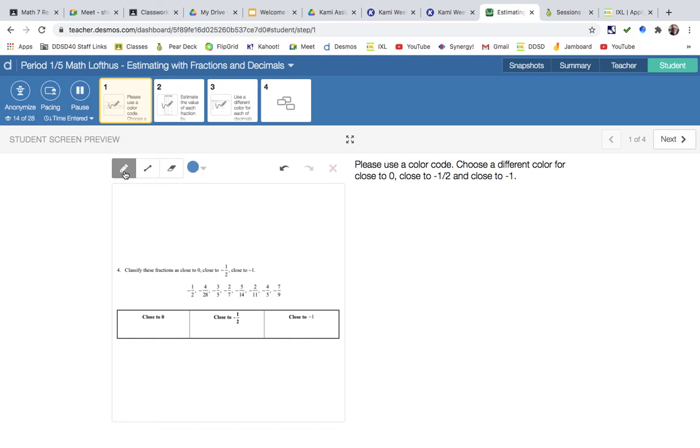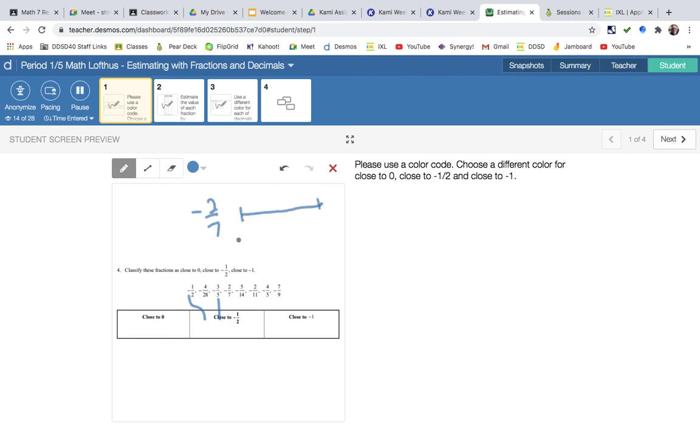So this first one says to match up the numbers to their closest, like if we were rounding them to either 0, -1/2, or +1. So this, I'm going to do the negative halves. So -1/2 goes in here, -3/5 goes in here, negative, none of the rest of them are close to -1/2. If we were wondering about -2/7, we could do this.